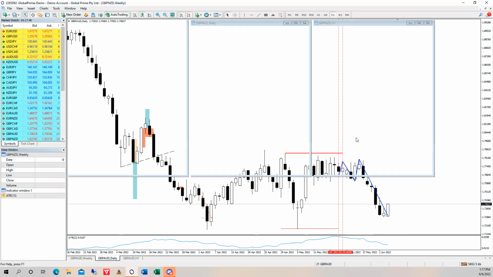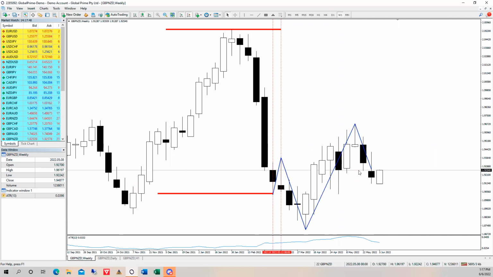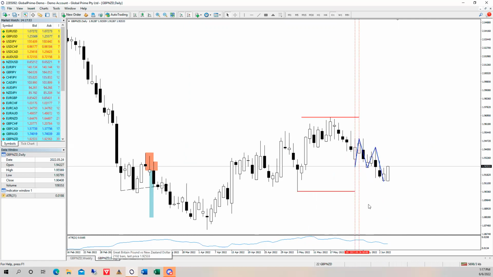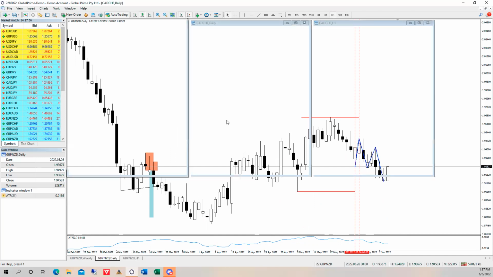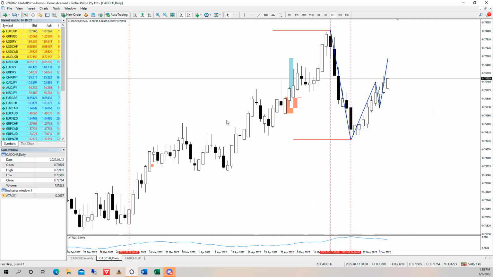Right, so last of the GBP crosses is against the Kiwi. Here you can see on the weekly time frame that's of no interest to us at all, and likewise on daily. So moving rapidly on to the last of our general crosses.